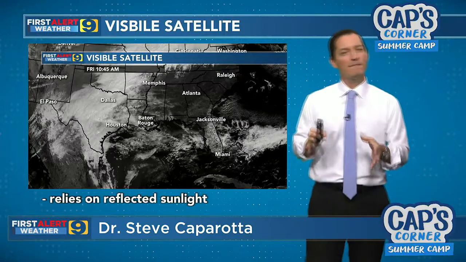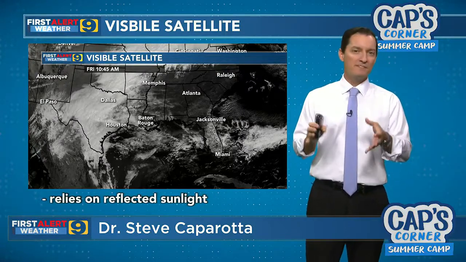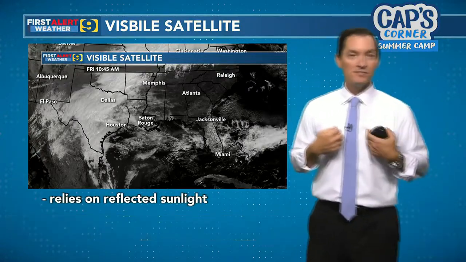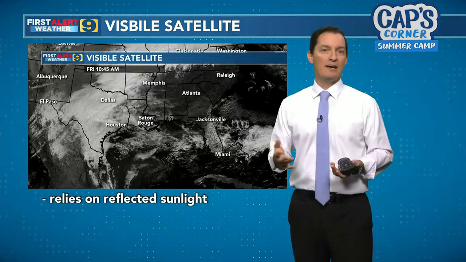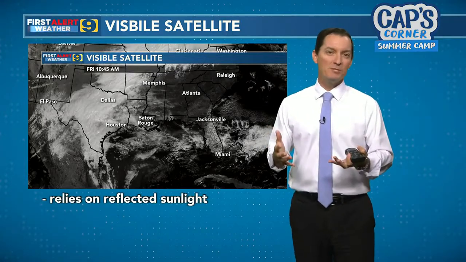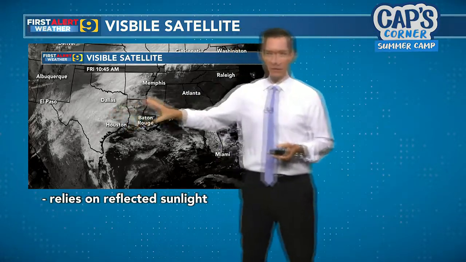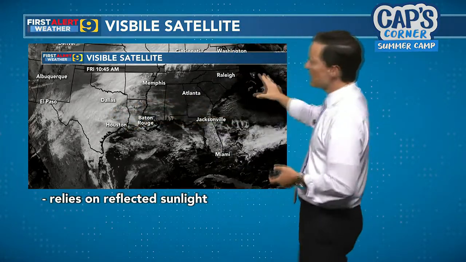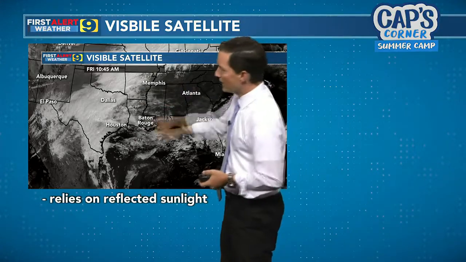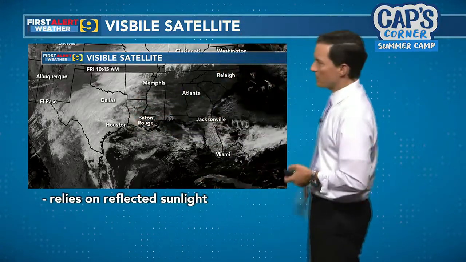So let's talk about a few key types of satellite imagery that meteorologists use. And it's important to know what each of these types of imagery is used for. So this is what we call a visible satellite image. It was captured one morning over the deep south, over the southern United States.